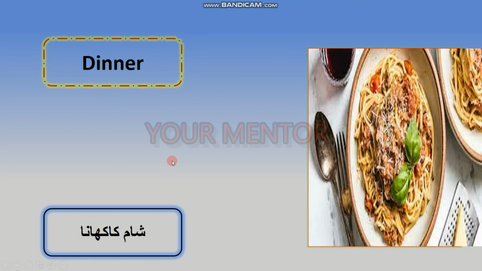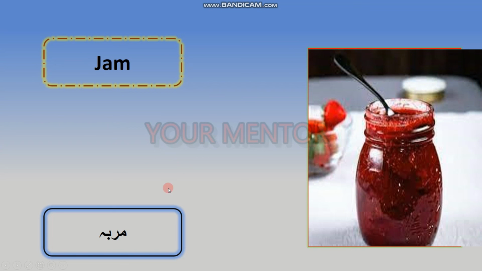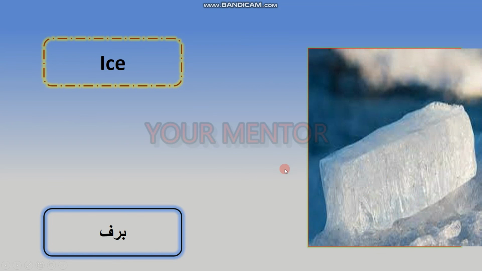Dinner, sham ka khana. Flour means atta. This is the picture of flour. Jam means murabba. This is jam, and in Urdu we call it murabba. Ghee means ghee, simple. In Urdu also it is ghee, and this is the picture. We use it for cooking.